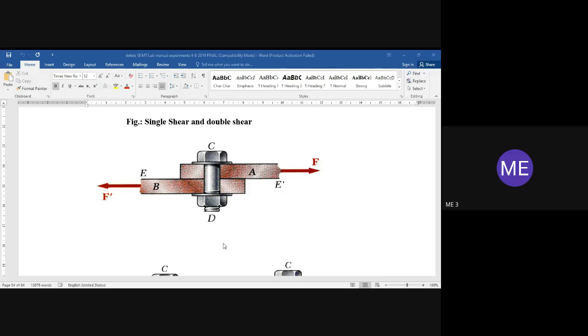Here you can see this is an actual photograph, not a schematic sketch. This is a bolted joint. Between the top sheet and bottom sheet you have the bolt, and the bolt is subject to shear. Between the top plate and bottom plate there is a small gap. Through this gap, the bolt may shear off. That is referred to as single shear.